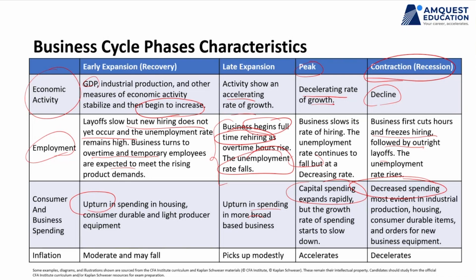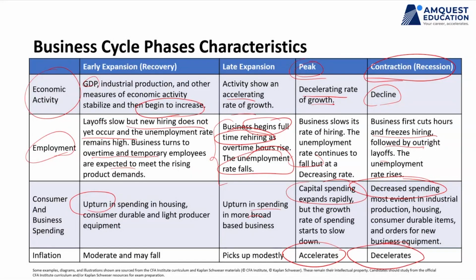Clear? Inflation. Inflation in early expansion is moderate. Then it goes up, so it picks up. Then when it peaks, it's accelerated. Inflation is at an all-time high, right? Because it's peaked. And as the peak becomes a recession and contraction, inflation starts accelerating.